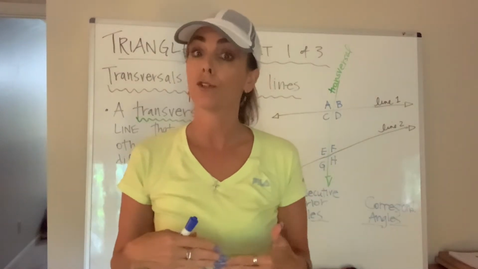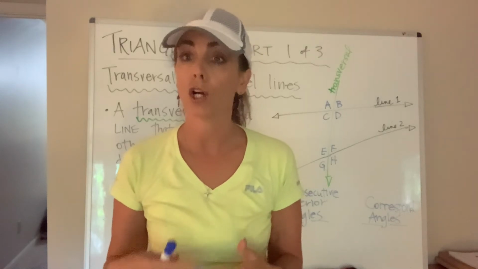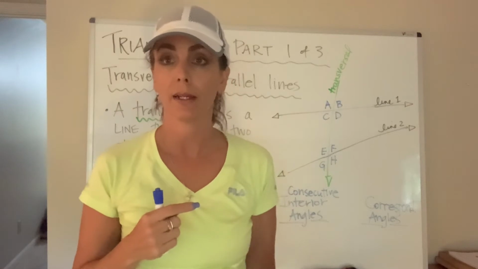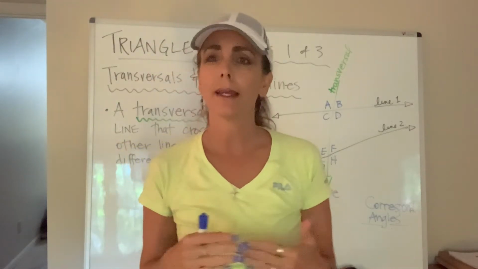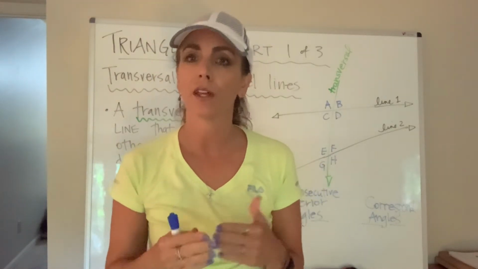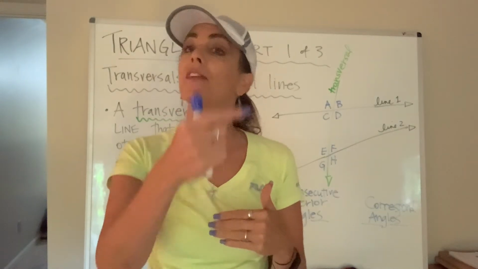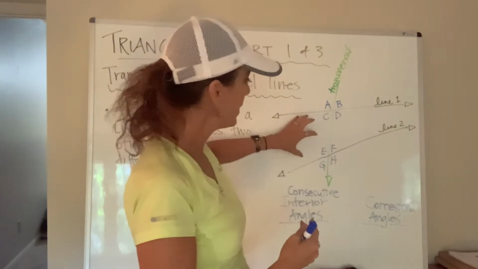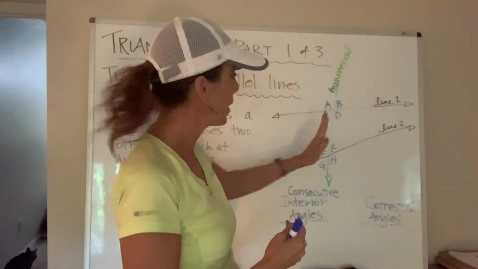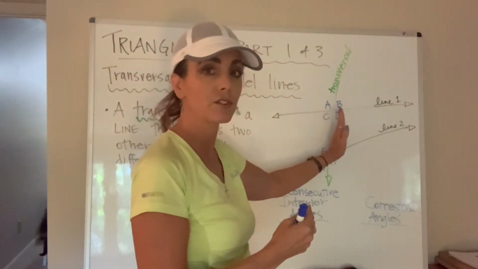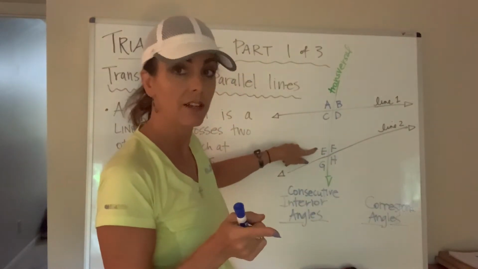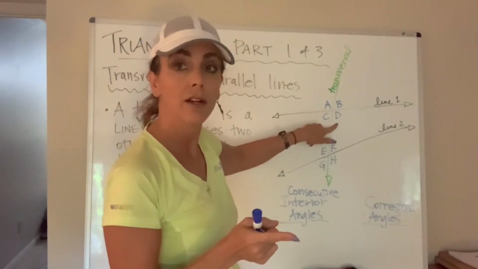The last two kinds of angles we're going to talk about are consecutive interior angles and what are called corresponding angles. Consecutive interior angles are angles that are on the inside on the same side of the transversal. So if you're looking on the inside here, the interior angles, but on the same side of the transversal, I have a pair of angles C and E are consecutive interior, and also angles D and F.